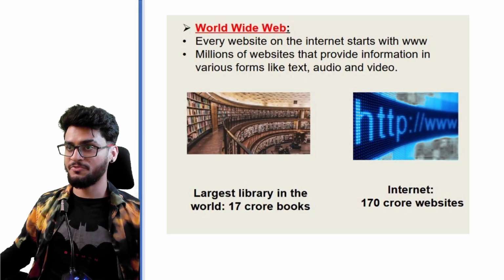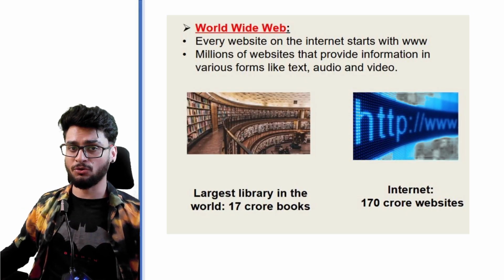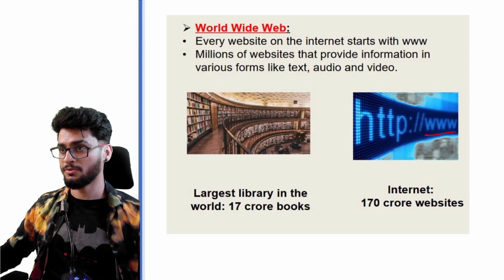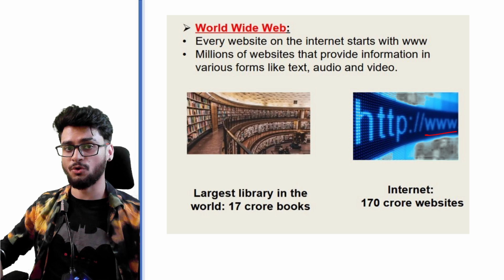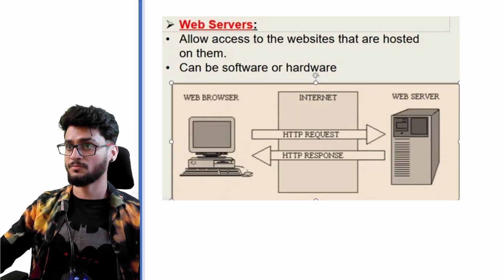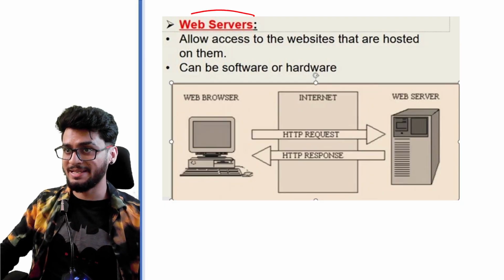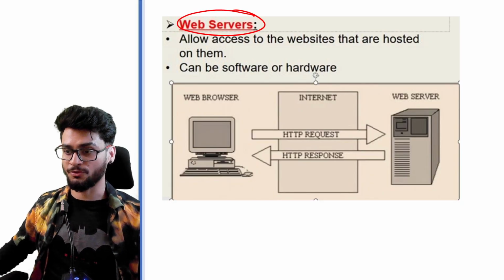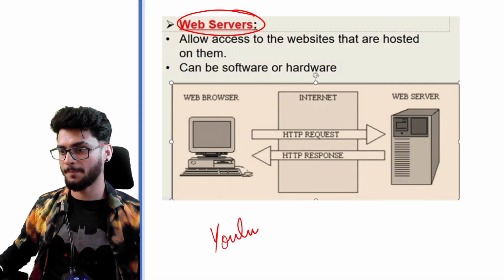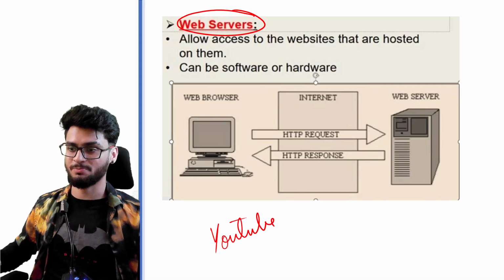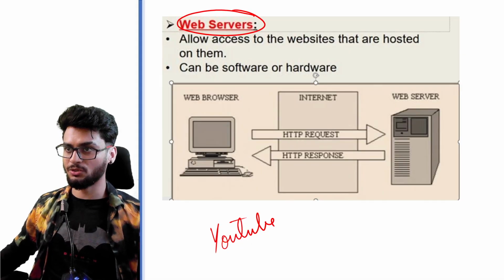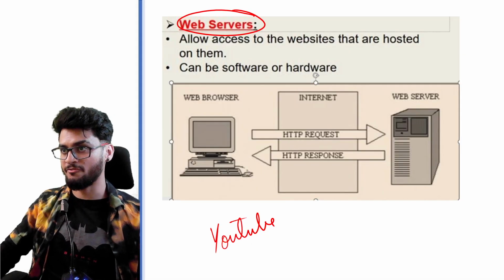World Wide Web, obviously, every website on the internet starts with www. It is a collection of all the online web pages on the internet. Web servers are the places where your websites are stored. For example, on YouTube, you can find many videos, many channels. So all these channels, all these videos are stored in web servers.